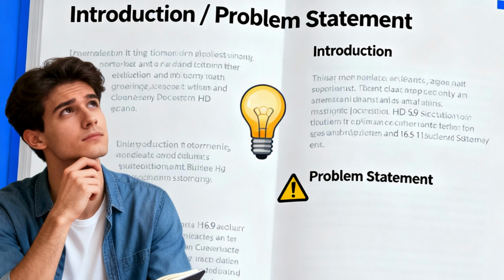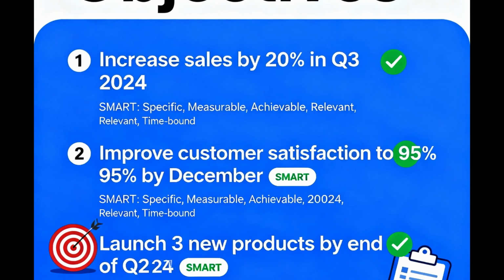Once you have hooked your audience with the problem, it's time for your objectives. These are what you intend to achieve. And here's a pro tip, make them SMART. That means specific, measurable, achievable, relevant, and time bound. For example, instead of "improve sales," aim for "increase sales by 20% in Q3 2020." Specific goals guide your entire project.